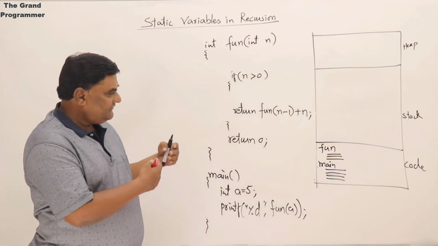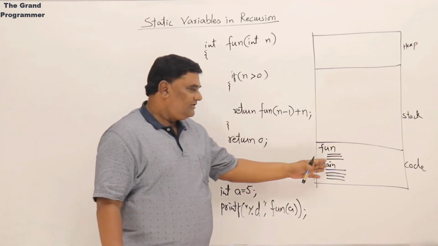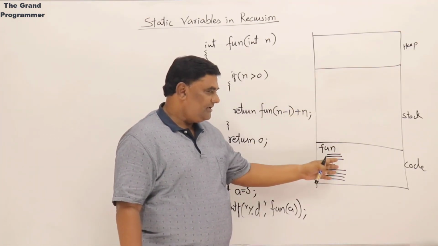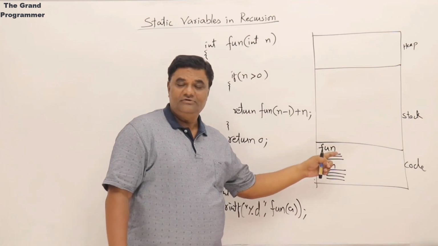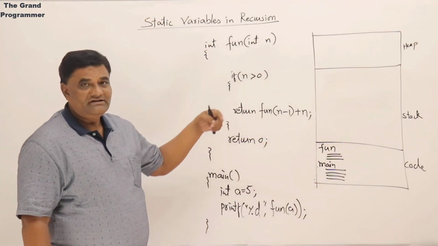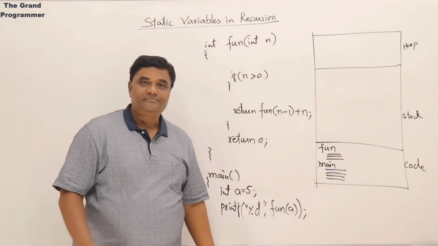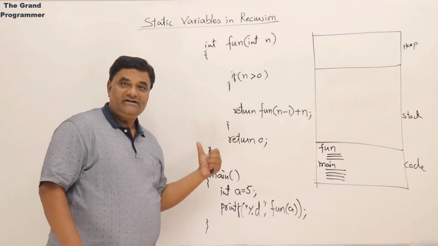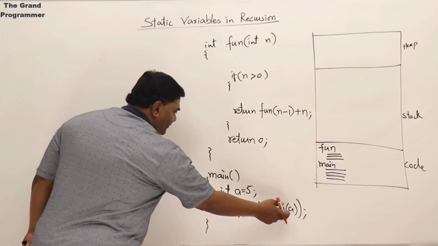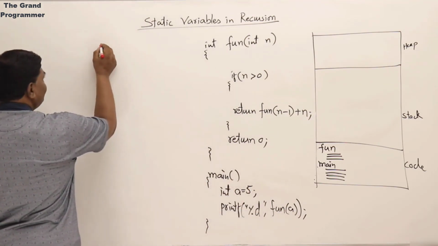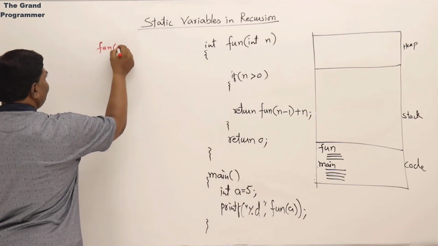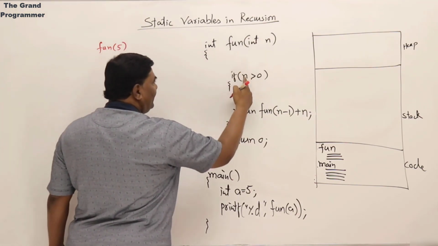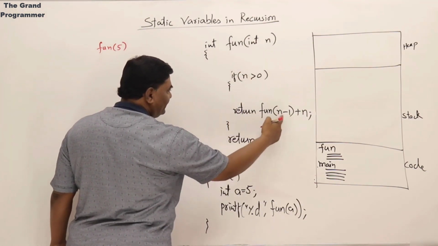Now to show how they will work inside the memory, I have already taken a diagram for the memory where I am showing the code section, both the functions are there. Then how the stack is used, I'll explain to you. First of all, I will trace this function for value 5 and show you the tracing tree. First, the function is called for the value 5. So this is fun of 5. And 5 is greater than 0, yes, so it will call this one.